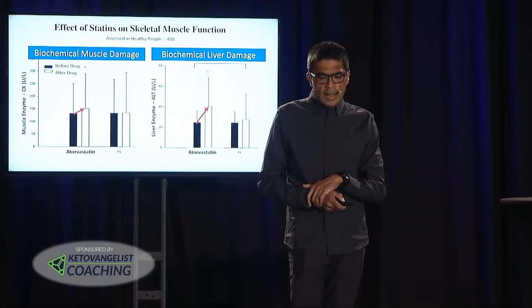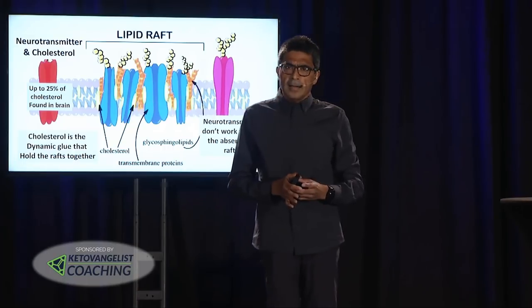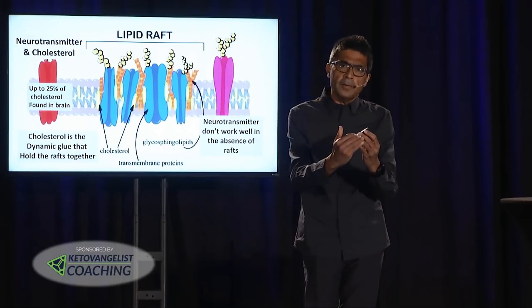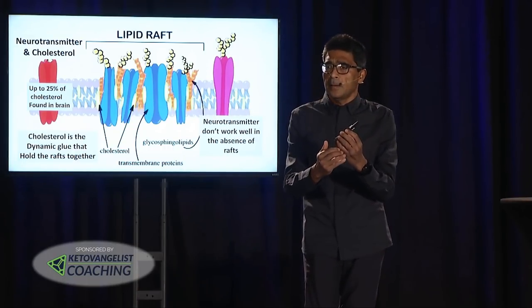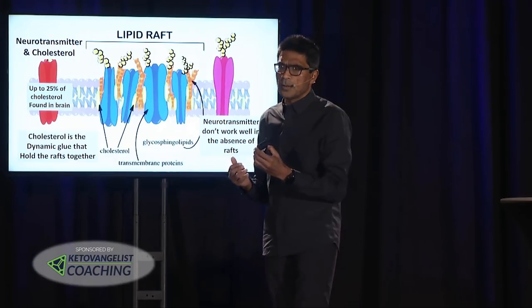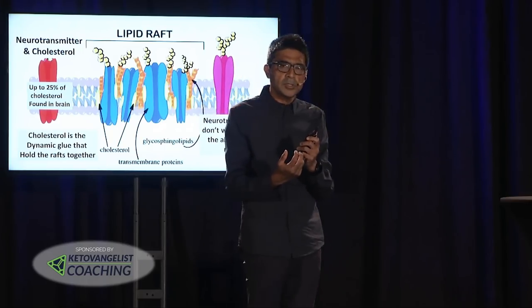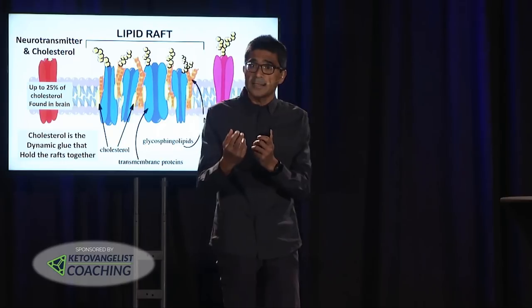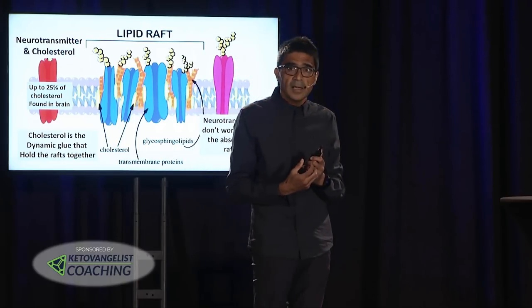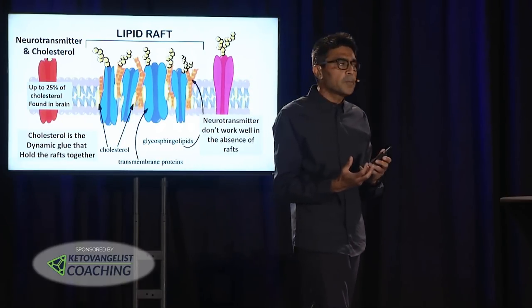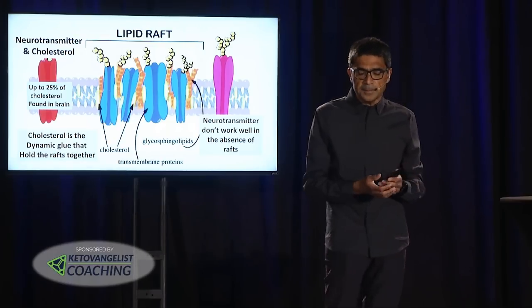All right, so now we are moving over from muscles to the brain. The brain has a lot of cholesterol. The cholesterol provides structural integrity to the brain. 25% of the body's cholesterol is in the brain. The nerve receptors through which our brain communicates, which is neurotransmitters and the chemicals that sit on the nerve receptors, depend on cholesterol to provide structural integrity to them.